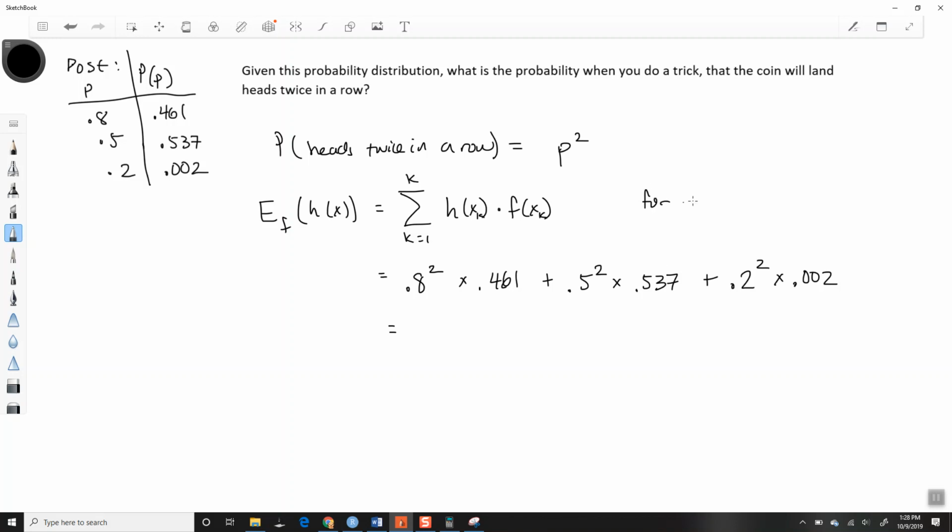This is for discrete f of x, and big K is the number of categories, or I guess number of discrete outcomes, I should say.